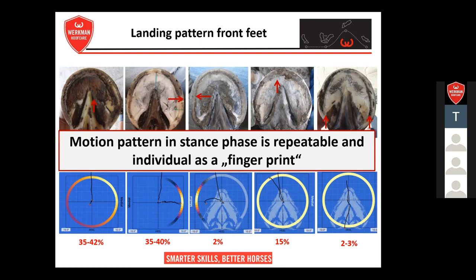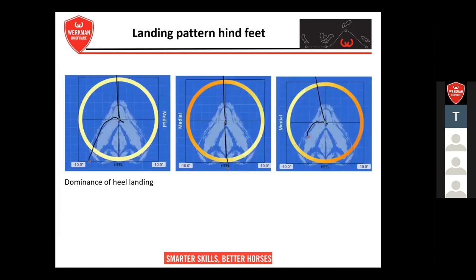But in conclusion, the motion pattern in stance phase is highly repeatable and it's individual, like a fingerprint. So I can definitely recognize some of my study horses over years just by looking at their individual motion pattern during stance phase. And in the hind feet, if you check the distribution of different landing patterns, it's very, very often that we have a heel landing, the lateral or the medial heel or both heels. So it doesn't matter. This is mainly the variance in the motion pattern in the hind. And as I said, this also explains why we have a longer landing duration in the hind feet than in the front feet.